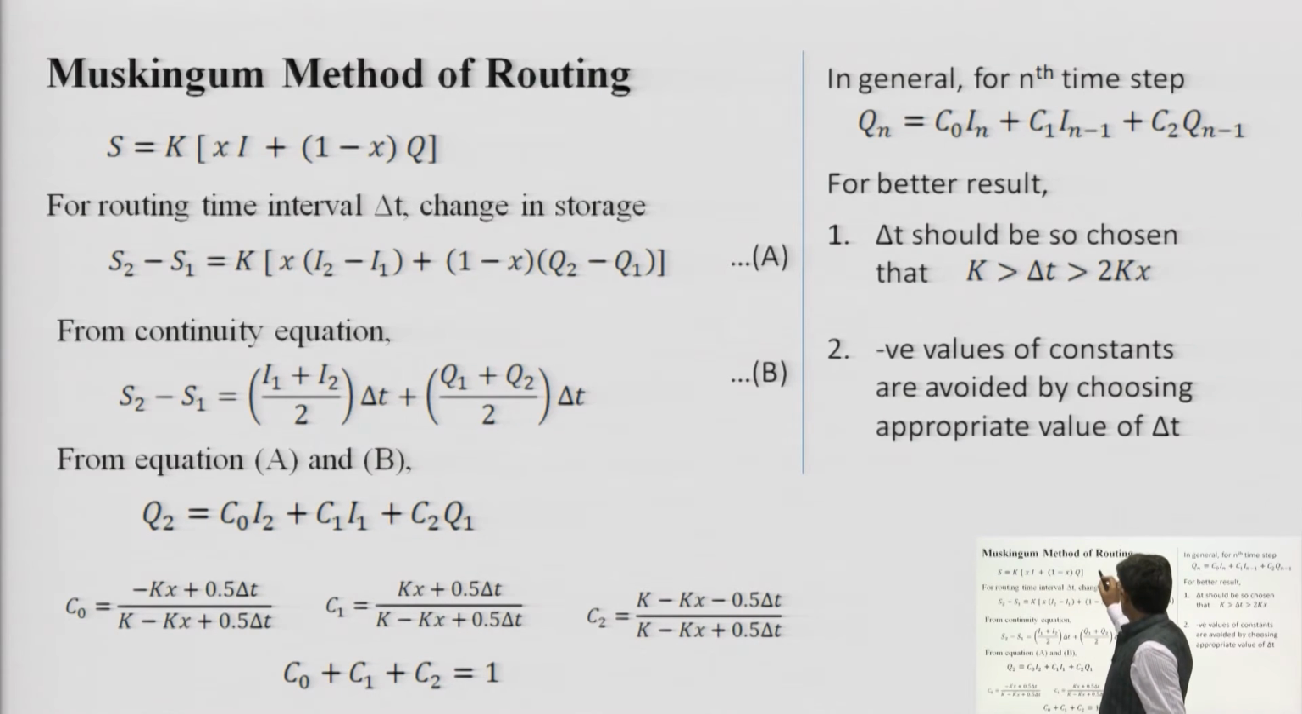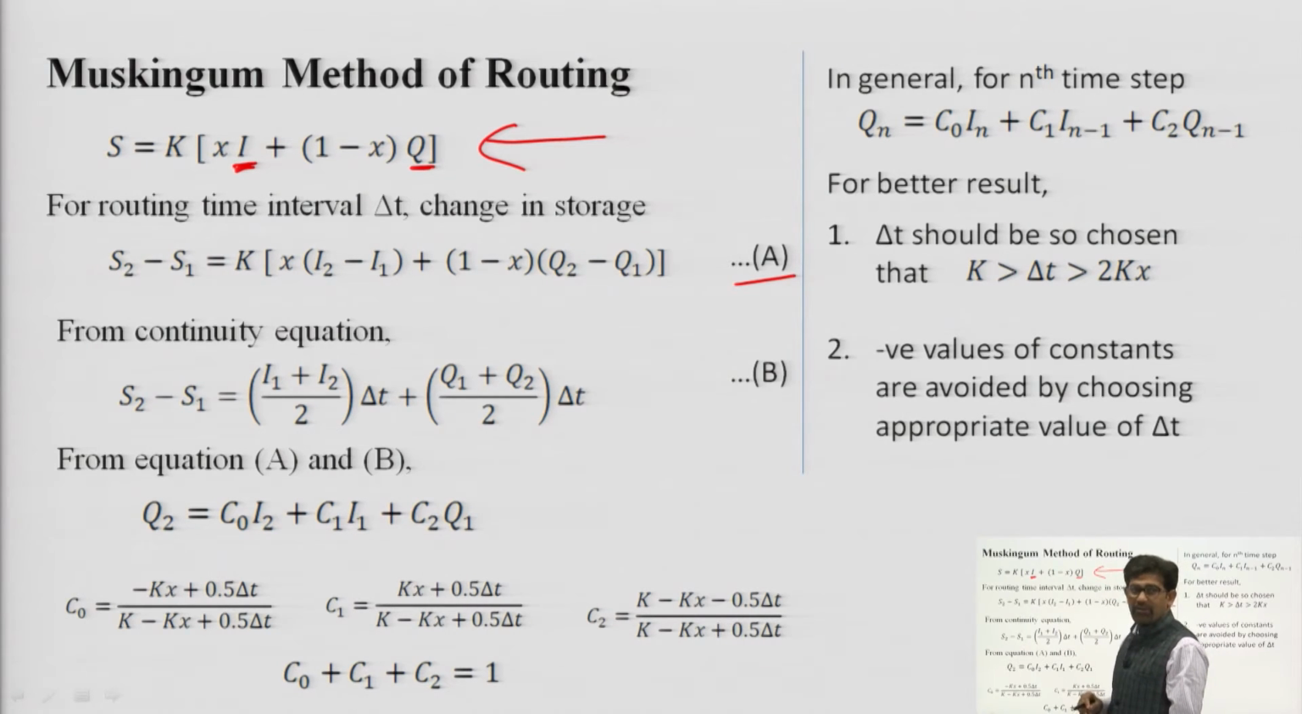So, these are the equations proposed by Muskingum, and we also know that the change in the storage, through this equation, S2 minus S1, will be k times x into I2 minus I1, plus (1 minus x) into Q2 minus Q1. So, this is equation number 1, say equation A.